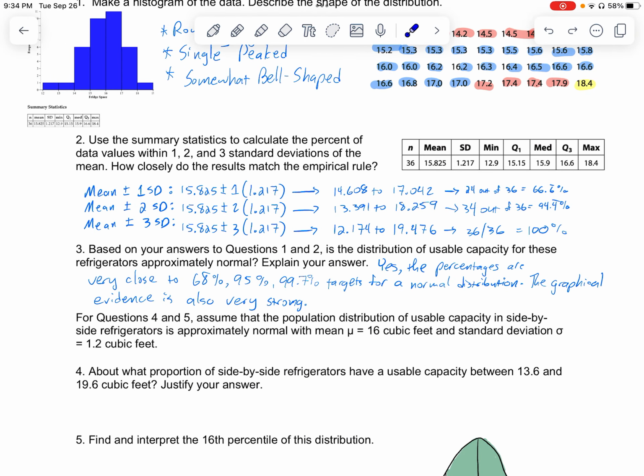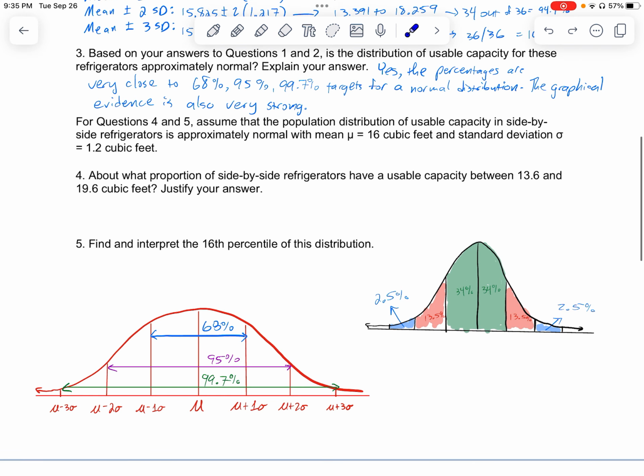Assume the population distribution of usable capacity in refrigerators is normal with a mean of 16 cubic feet and a standard deviation of 1.2. So we're leaving this behind. Okay, that is no more. We're starting fresh. About what proportion of side-by-side refrigerators have a usable capacity between 13.6 and 19.6?